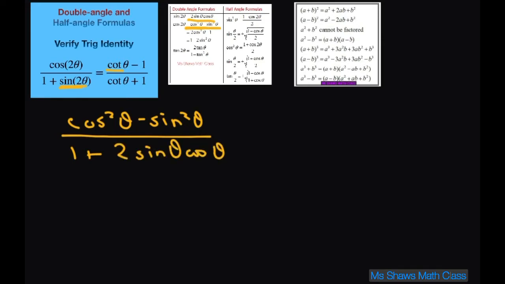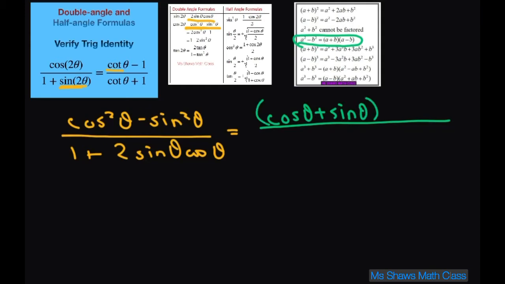cosine of theta. Now, to simplify this, I am going to expand this. This is difference of squares. So I'm going to expand this as cosine of theta plus sine of theta times cosine of theta minus sine of theta. All right. Now, for the denominator, what we want to do is cancel things out so we can simplify. We can have this form here, the perfect square trinomials.